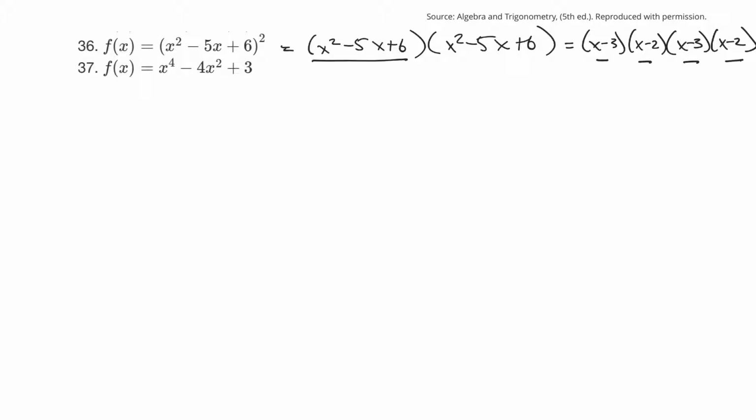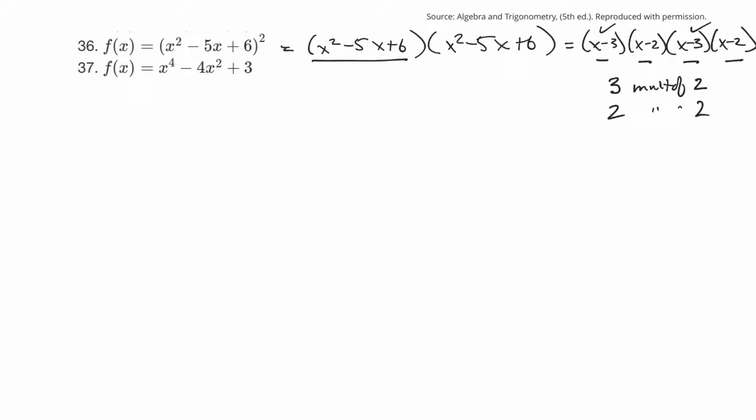Or in other words, I could say that the 0 is 3 with a multiplicity of 2, because there's 2 of them, and 2, again, with a multiplicity of 2. Okay, so if that's looking for the zeros, that's what you would do. You could graph that, I guess, too.